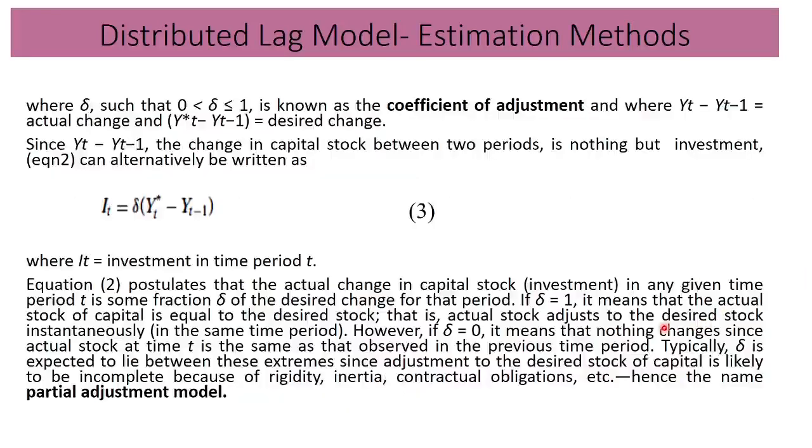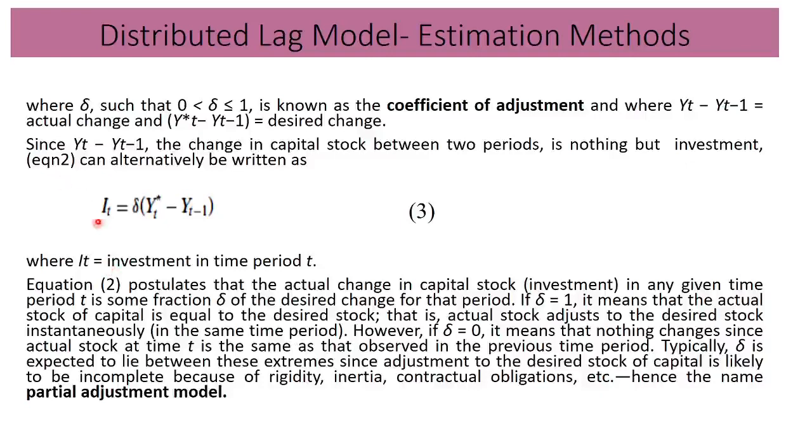If delta equals 1, it means that the actual change, or investment, equals the desired change in the stock of capital. However, if delta equals 0, it means that nothing changes, since the actual stock at time t is the same as that observed in the previous period. Typically, delta is expected to lie between these two extremes, since the adjustment to the desired stock of capital is likely to be incomplete because of rigidity, inertia, contractual obligations, etc. Hence the name partial adjustment model.